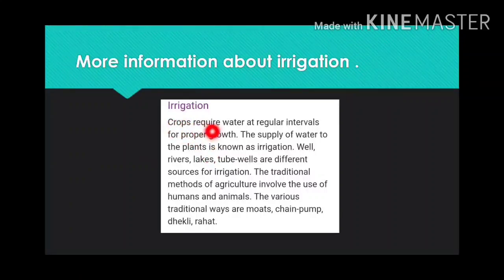Crops require water at regular intervals for proper growth. The supply of water to the plant is known as irrigation. Well, rivers, lakes, and tube-wells are different sources for irrigation. The traditional method of agriculture involves the use of humans and animals. The various traditional ways are mhote, chain pump, dhekli and rahat. Now this was all about irrigation.